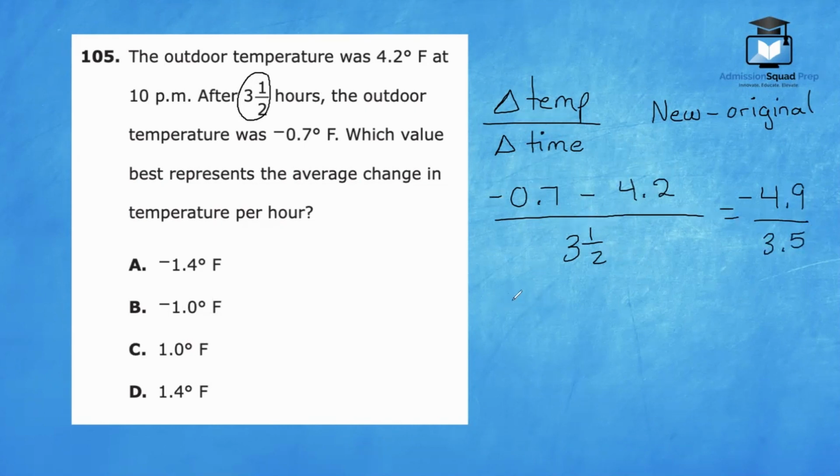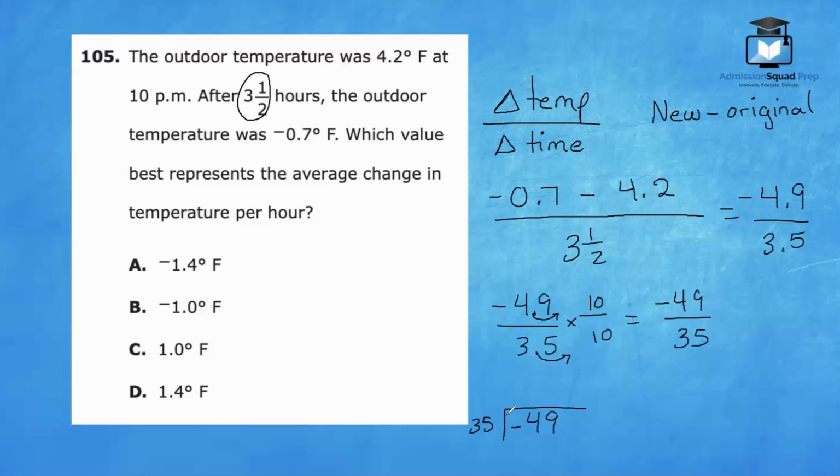Let's divide. For negative 4.9 divided by 3.5, we don't like to have a decimal in the denominator. So in order to turn this denominator into a whole number, we will multiply both the numerator and denominator by 10. This is going to cause the decimal point to move one place to the right. So now we have negative 49 divided by 35. Let's go ahead and divide. When we have negative 49 divided by 35, we know that a negative divided by a positive is negative. 35 cannot go into 4, but it can go into 49 one time.